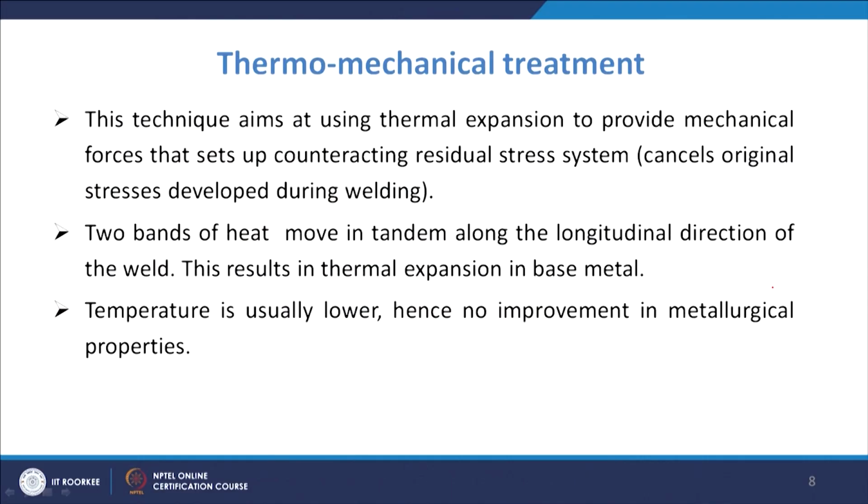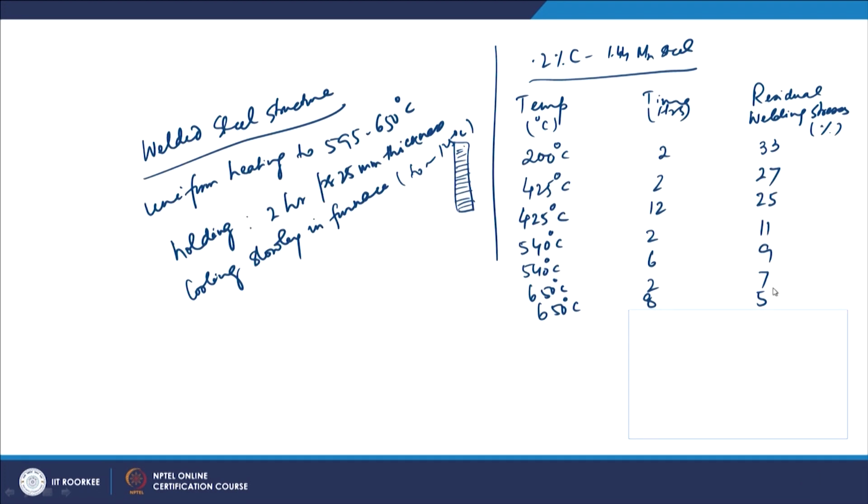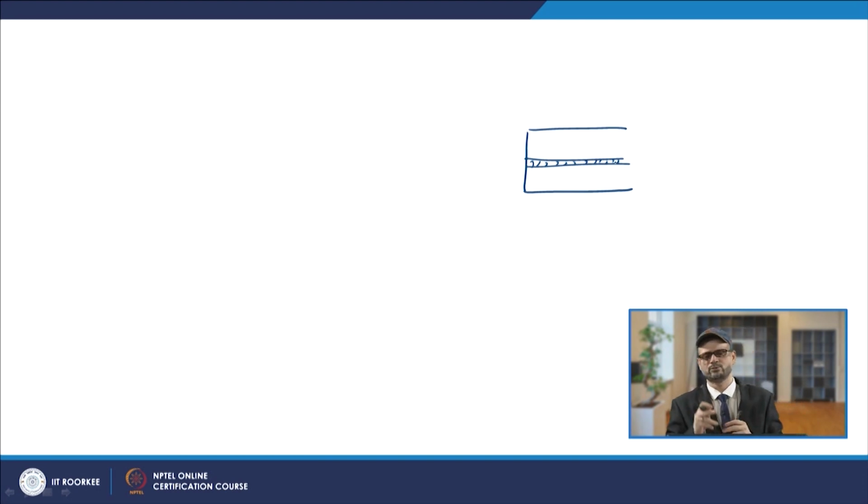So, what you do in this case is that you have two bands of heat moving in tandem along the longitudinal direction of the weld. That results in thermal expansion of the base metal. So, suppose you have a weld. This is your weld bead. You know that in the longitudinal direction, if you try to see the stress pattern, you will have positive here and on this side you have negative.